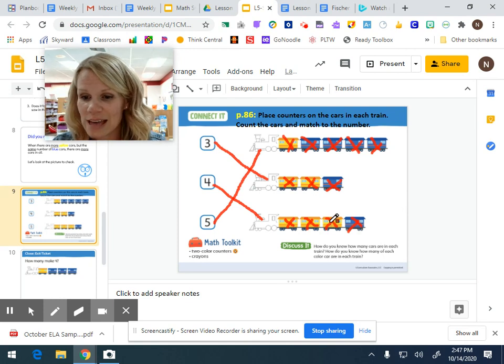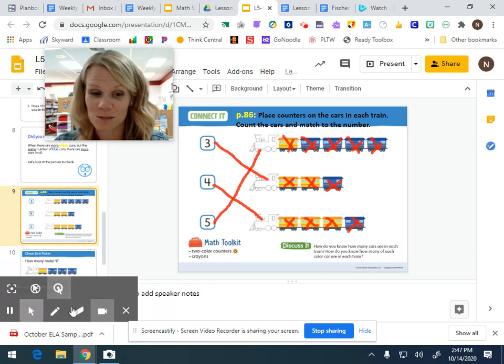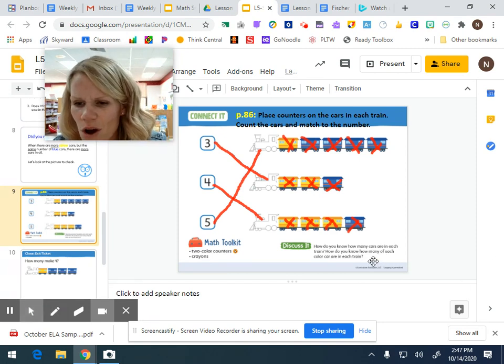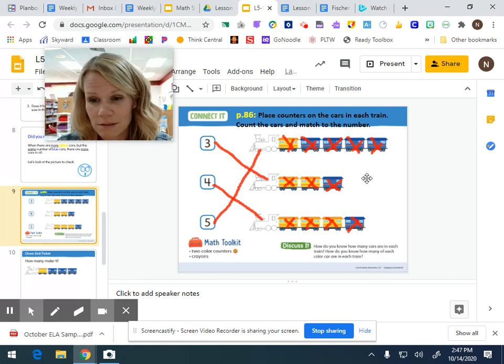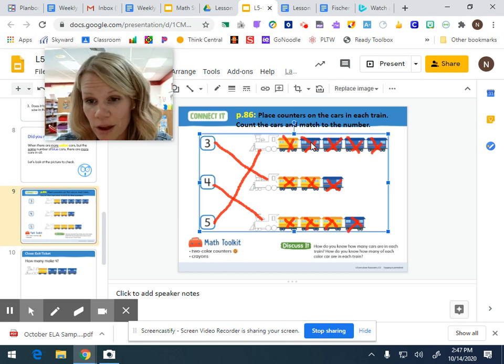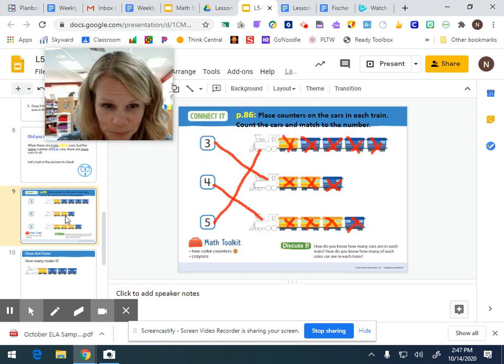Okay, so it says, how do you know how many cars are in each train? Did we guess? No, we counted, right? Because we know how to count. How do you know how many of each color car are in each train? How could we do that? Could we count just one color at a time? Yeah, so we could say that there is 1 yellow, and then for this top one, there's 1, 2, 3, 4 of the blues. And we could do that for each one, okay?